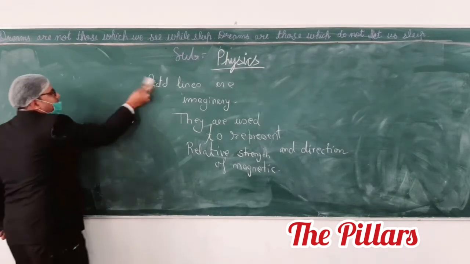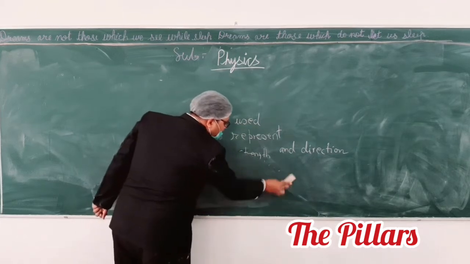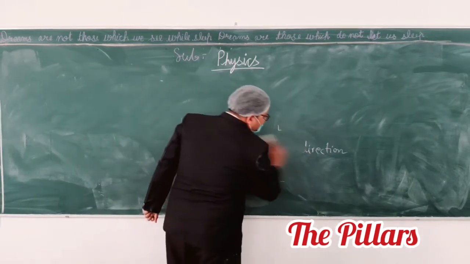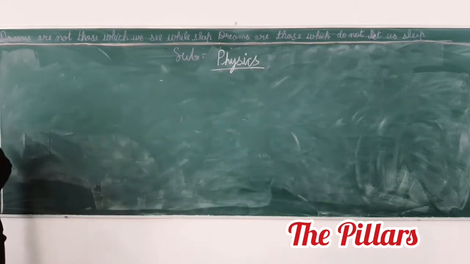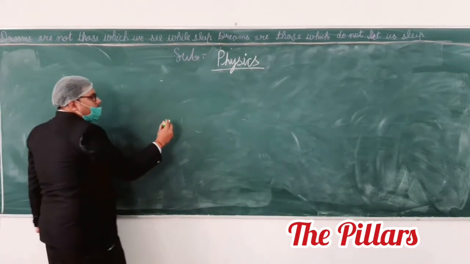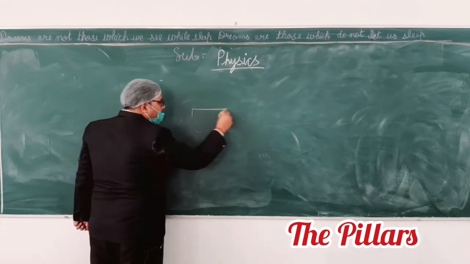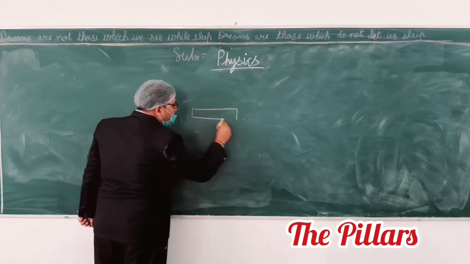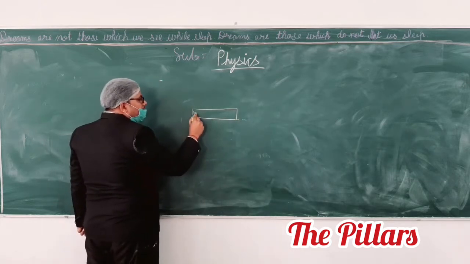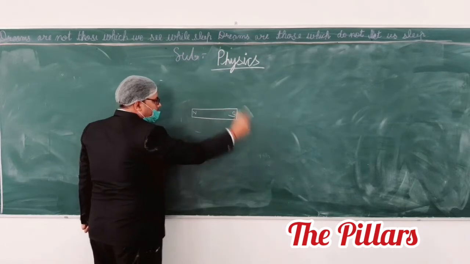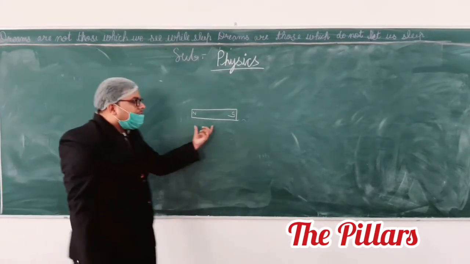You know very well a magnet has two poles, north and south. When we bring north pole close to north pole, what is going to happen? When we bring south pole and north pole close to each other? Okay, very good. Suppose we have a bar magnet. Let this be your north pole and this your south pole. Now this bar magnet will create what?